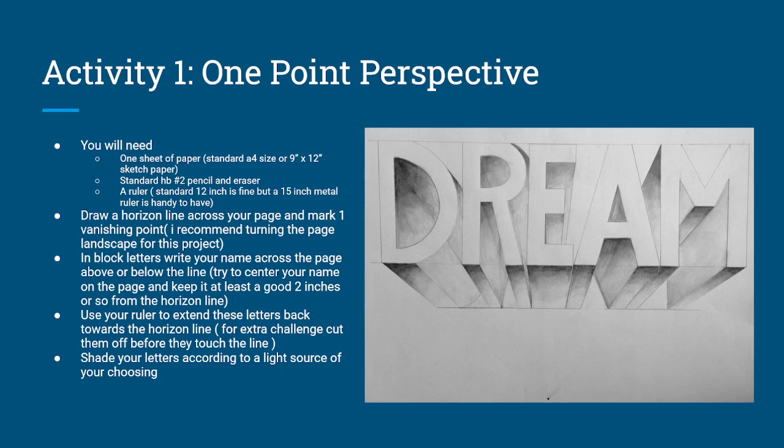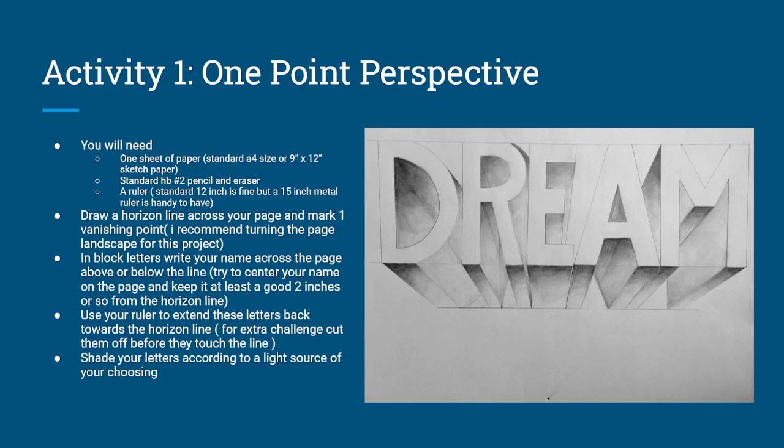What you're going to do is draw your horizon line across the paper. You're going to mark out one vanishing point wherever you want it to be. It doesn't need to be in the center. I recommend that you turn the page landscape, so long ways, horizontal. In block letters, either above or below your line, I try and give it a good amount of space, 2 inches or a couple centimeters above or below, so that you have space to draw back to that vanishing point.